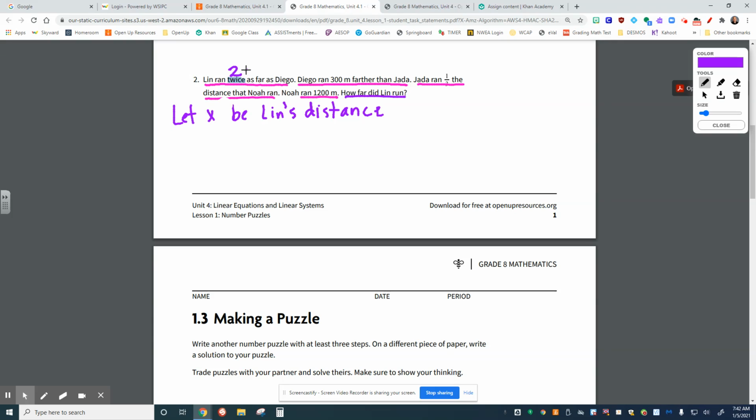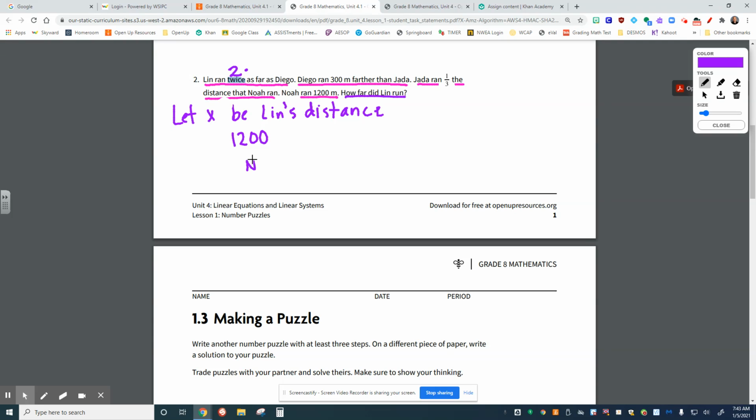Wow, this actually kind of seems like I need to look at a couple of other pieces with this. When we talk about these distances, we need to be able to talk about a little bit more than that. I think we need to probably talk about groupings. Diego ran 300 meters farther than Jada. Jada ran a third the distance of Noah. And Noah ran 1,200 meters. So maybe it would make sense to start with Noah. If we're talking about Noah, we're talking about his 1,200 meters. So we'll start with Noah's distance.